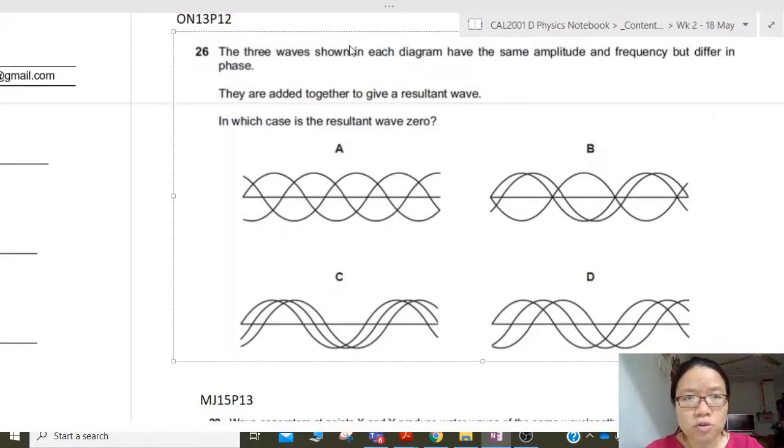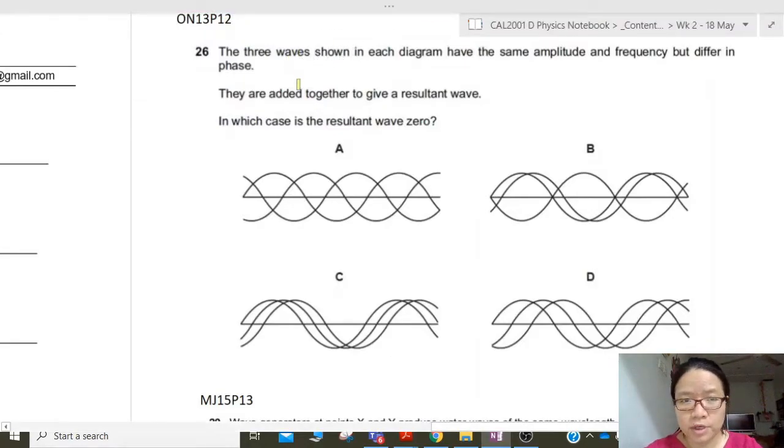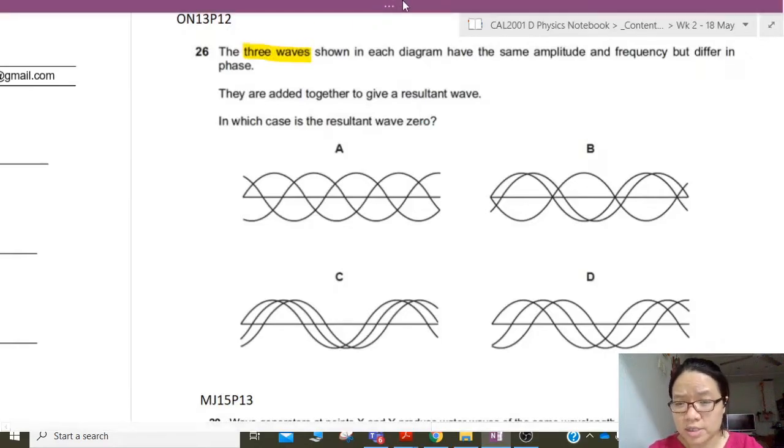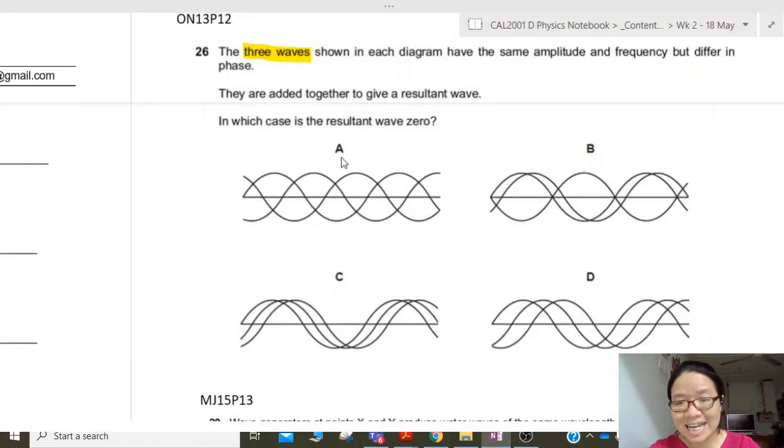All right, so this is an objective question, just to give you a rough idea. There are 3 waves shown in each diagram with the same amplitude and frequency, but they have a slight phase difference, and we will add them together to give a resultant wave, and we want to know which one is 0. Since there are so many waves and it looks a bit confusing, I'm just going to highlight each wave with a different color. Because this can be incredibly boring for you, watching and not really highlighting, I'm speeding this part up.